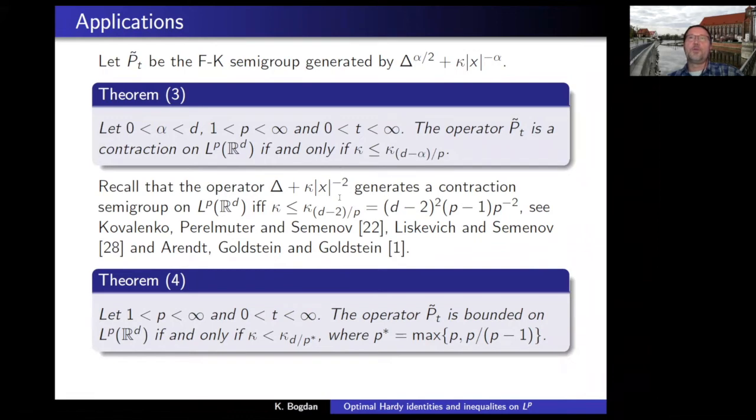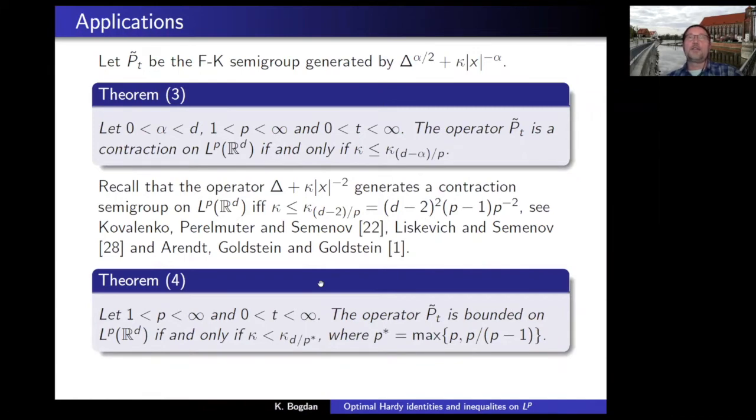And here's a comment about the case of alpha equal to 2. Then we have the Laplacian plus this potential, and it is well known that the semigroup on L^p is a contraction if and only if kappa is less than this number, which turns out to be kappa d minus 2 over p as well. In this case of alpha equal to 2, our formula for kappa is also valid, but it simplifies. So there are three references to this result. So that's our third theorem, and we'll also discuss this fourth theorem.